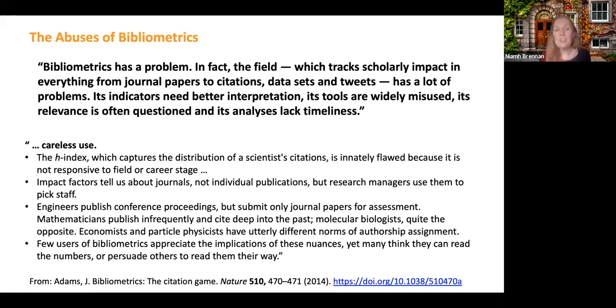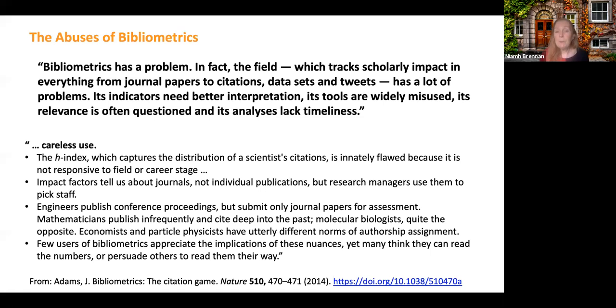He mentioned the H index, that it's innately flawed because it's not responsible for field or career stages. He says impact factors tell us about journals, not individual publications, but research managers incorrectly use journal impact factors as an indicator of quality and use it to recruit staff. I'm going to say that's crazy. It doesn't make any sense.